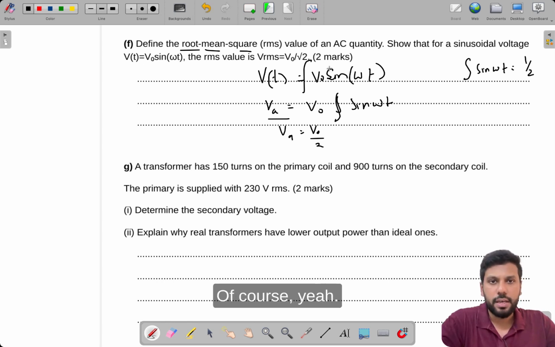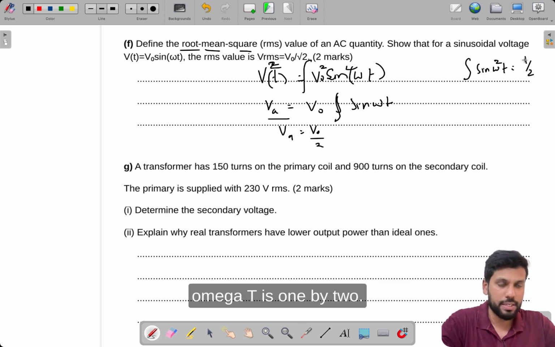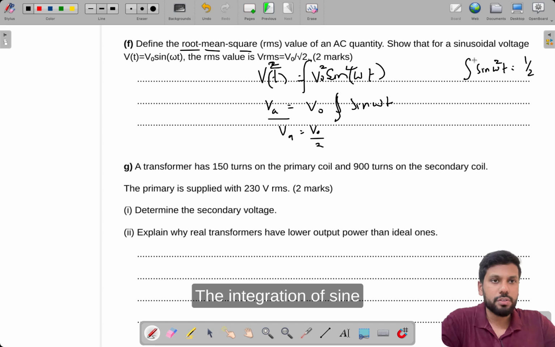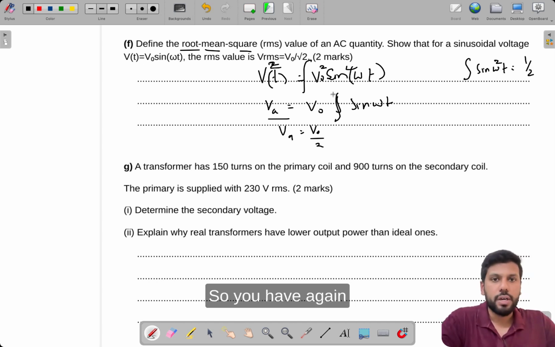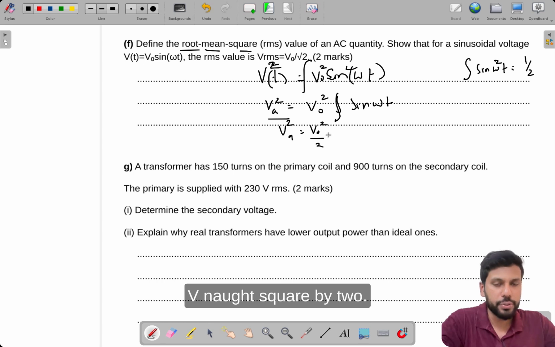Of course, I just forgot to do one thing. I have to take the square here. You see, root mean square means square first. So V naught square, and sine square omega t, the average of sine square omega t is 1 by 2. So you again have V naught square left here. Then V average of square is equal to V naught square by 2.